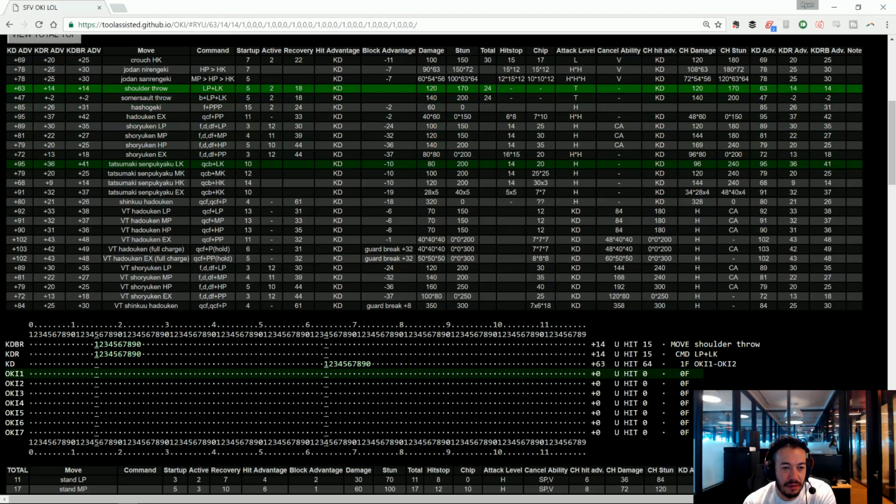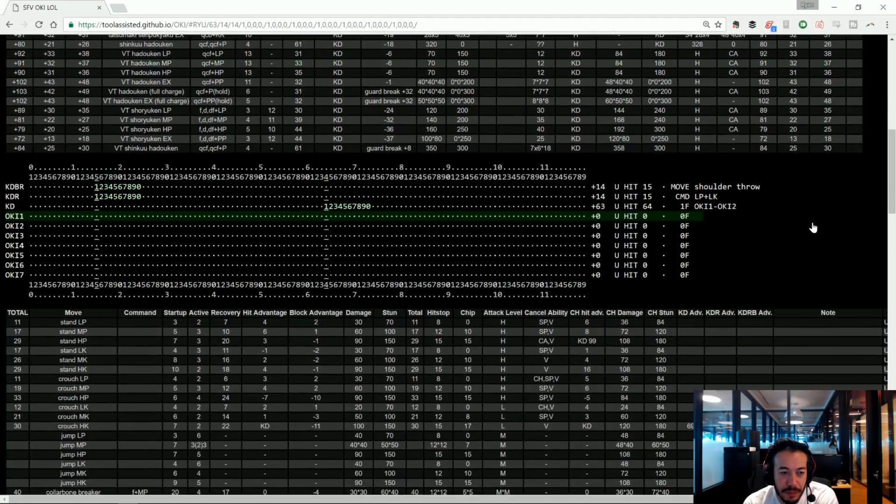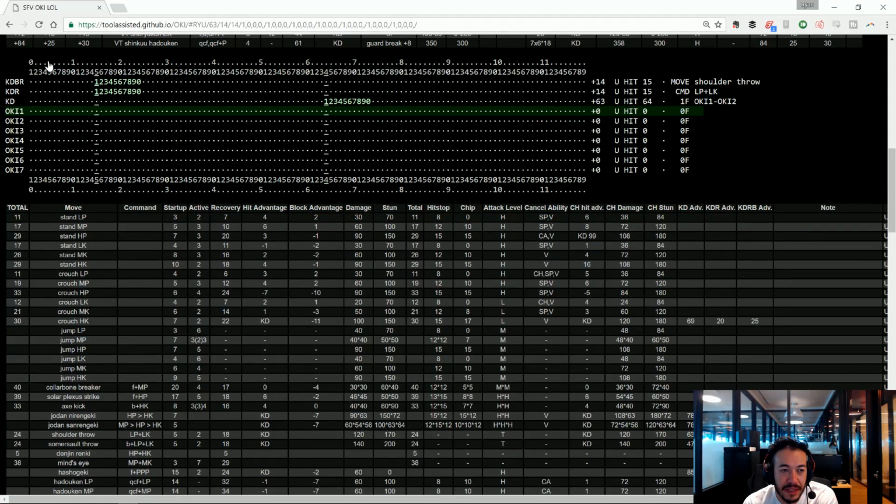When I click on it, or if I click on, let's say, EX Fireball, then the timeline changes. When I click on throw, it'll show me, in this column right here, KDR is knockdown recovery advantage and KDRB is knockdown back recovery advantage. As you might know, knockdown recovery and back recovery have the same amount of frames because you can't do back recovery off of a throw. So that loads up, since we have 14 frames of advantage for both.